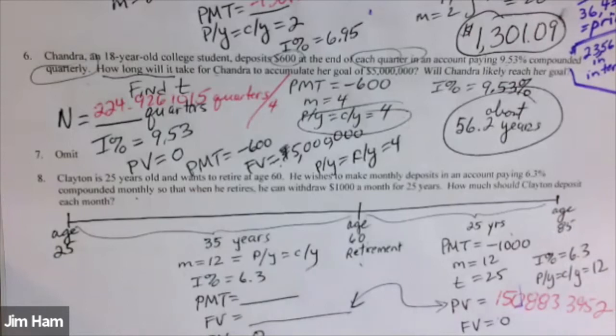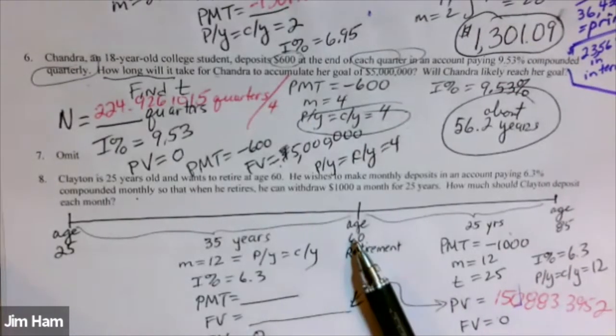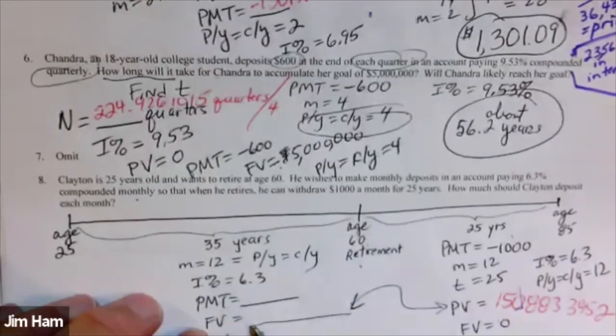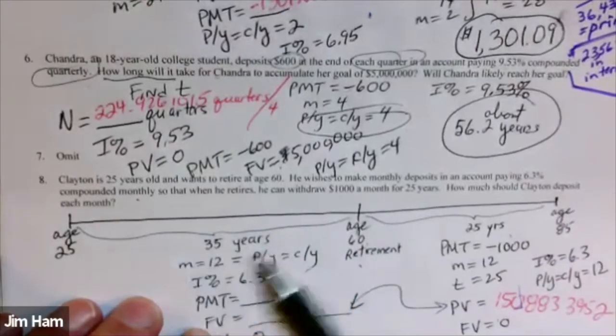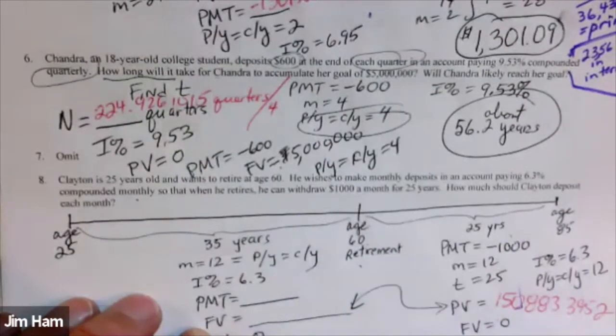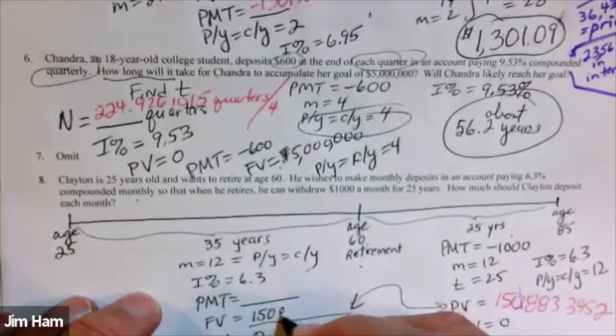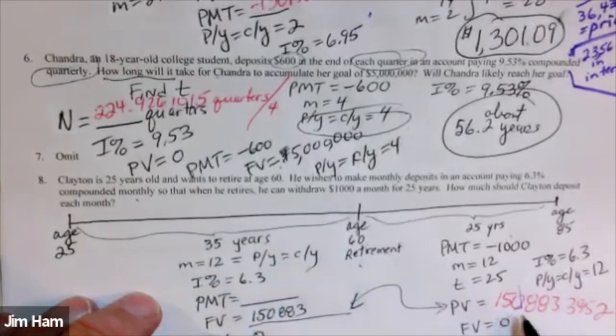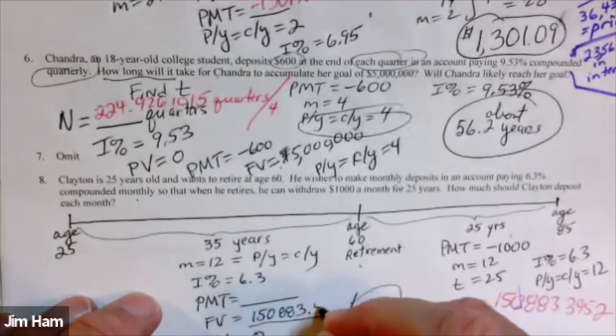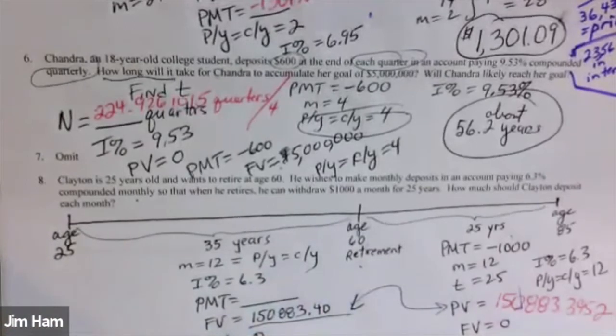All right, then the reason why it seems like we don't have enough information is because we're now going to take the amount that we do need at age 60, and that becomes what the future value of this annuity here is. So we're going to enter in 150,883, and we'll call it 0.40 if we do the rounding.